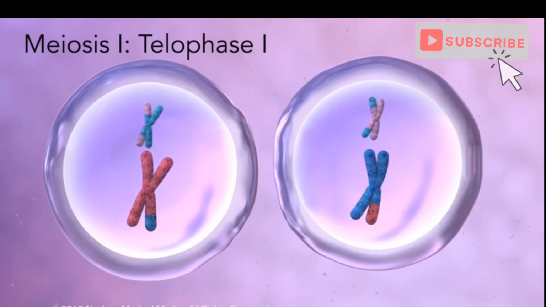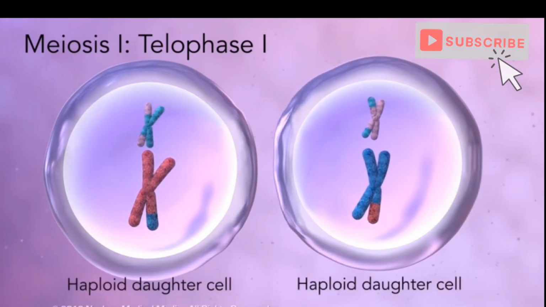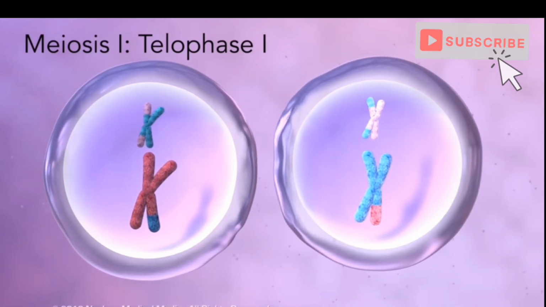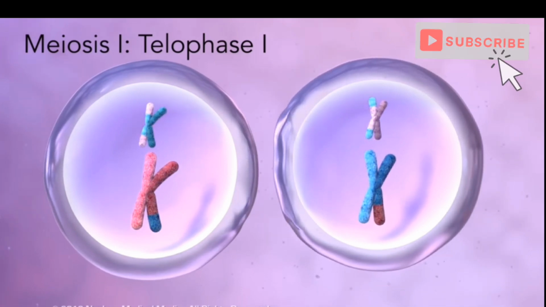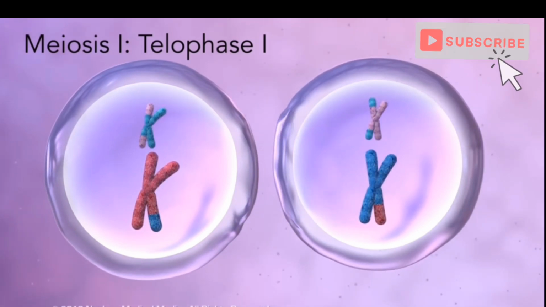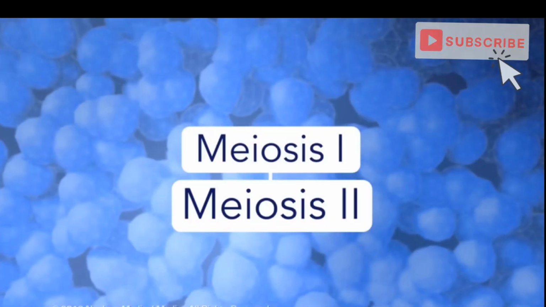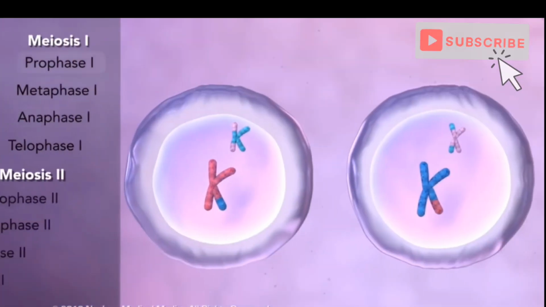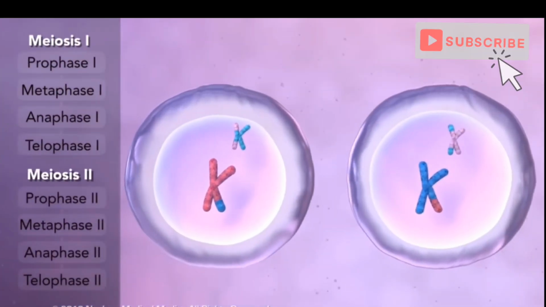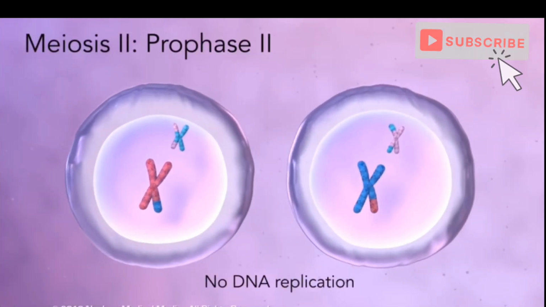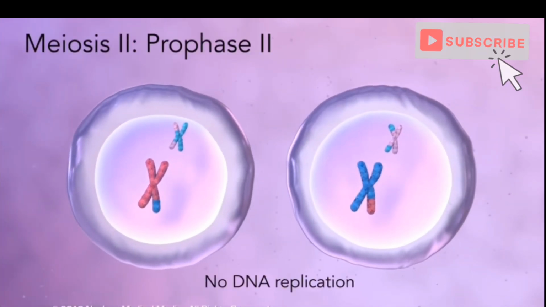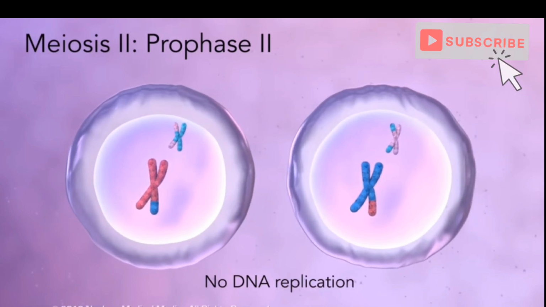Meiosis I ends with 2 genetically different haploid daughter cells. Each haploid cell contains only 1 set of chromosomes consisting of paired sister chromatids. Both cells now enter the next stage, meiosis II. However, unlike meiosis I, DNA does not replicate before meiosis II begins.